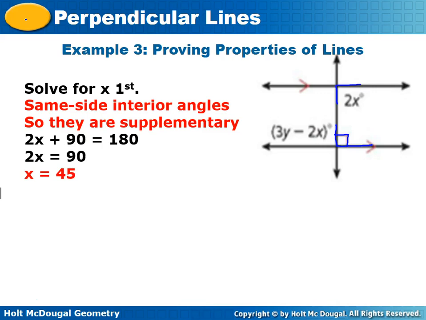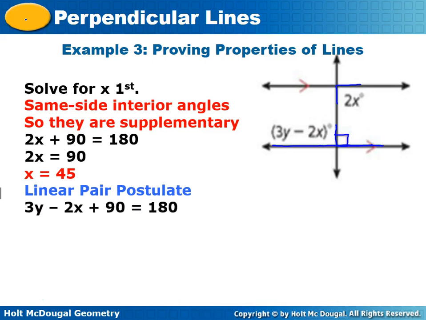Now we need to solve for y. So we've got to figure out how to do that. So let's see what we can do. We could use the linear pair postulate. Notice here again that we have a straight line. So those two angles are going to equal 180. So we could say 3y minus 2x plus 90 equals 180. Put the 45 in for the x. And so that gives us 3y minus 90 equals 90.